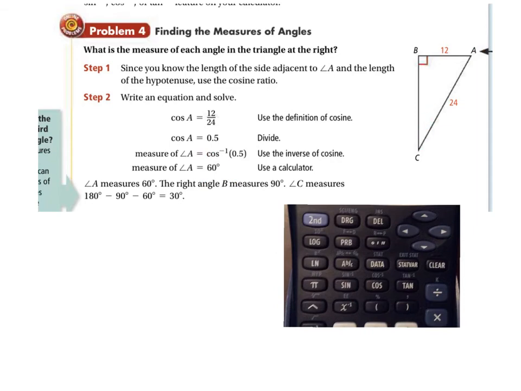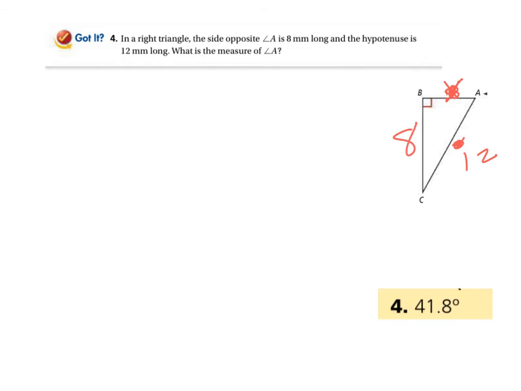So there you go. Okay, so this time it says the side opposite is going to be 8, and the hypotenuse is going to be 12. We don't know this side, but we still want to find the measure of angle A. So technically we can use sine this time, right? Sine is opposite over hypotenuse. So what I'm going to write out is I'm going to put sine.